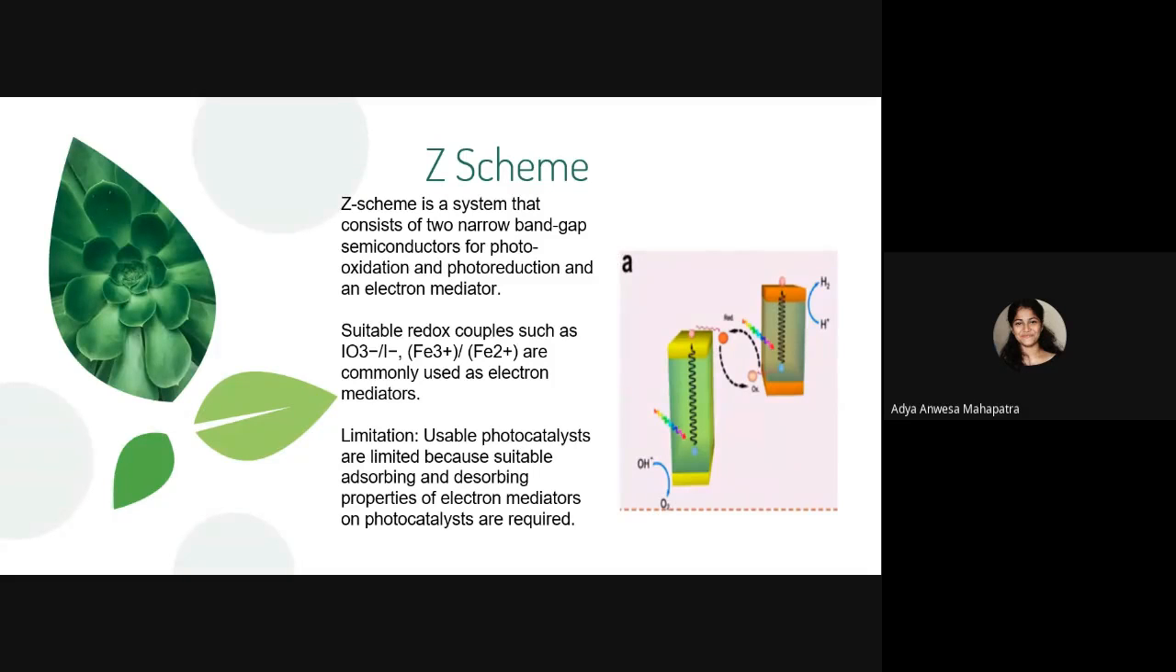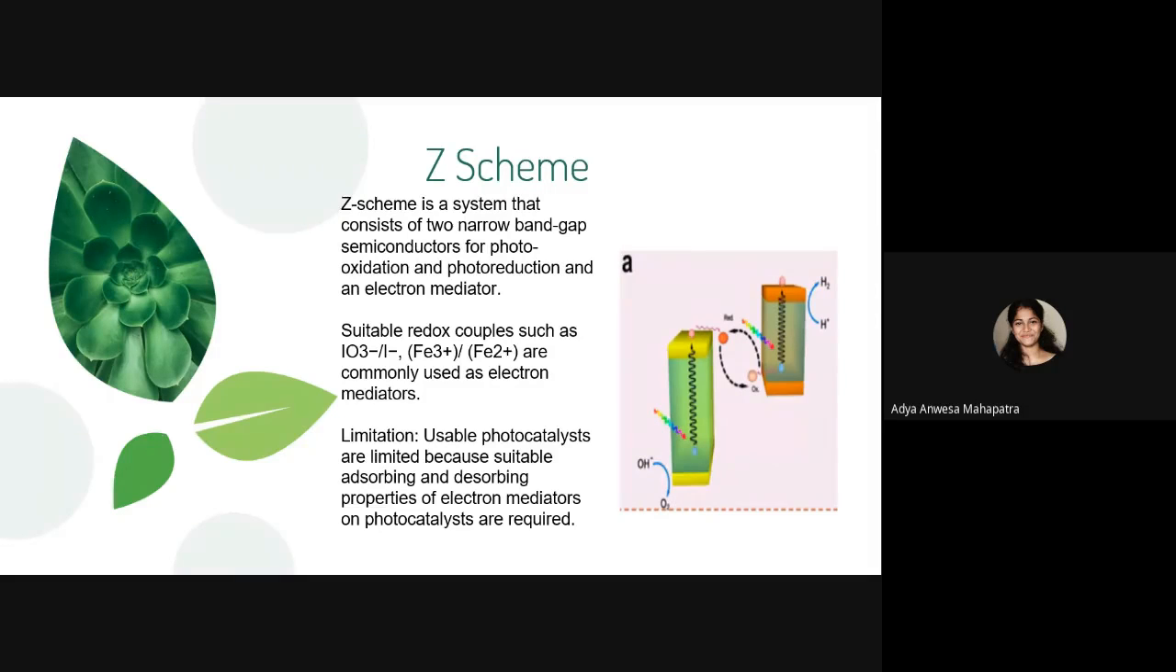Z scheme water splitting proceeds accompanied by electron transfer from an oxygen evolving catalyst in this part of the Z scheme to the hydrogen evolving photocatalyst in this other part. The ionic electron mediators efficiently transfer electrons by adsorbing onto the surface of these catalysts. The limitations of this method are that usable catalysts are limited because suitable adsorption and desorption properties of electron mediators on catalysts are required, and back reaction by ionic electron mediators may proceed.